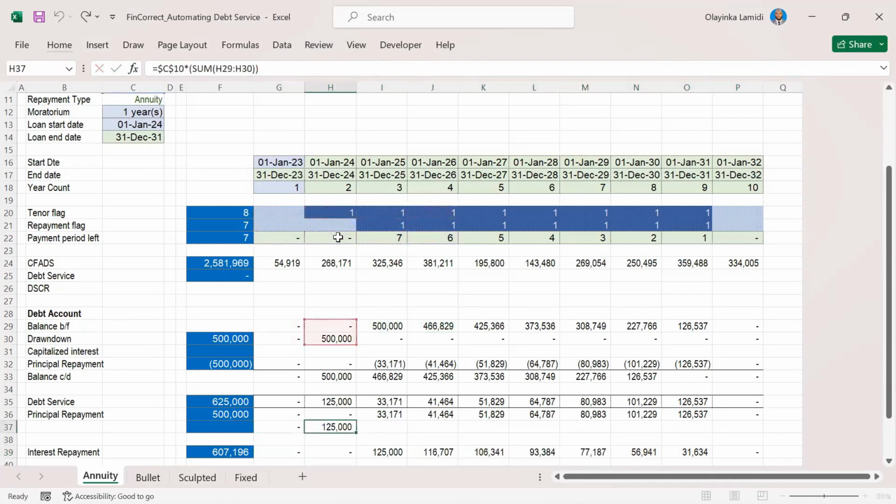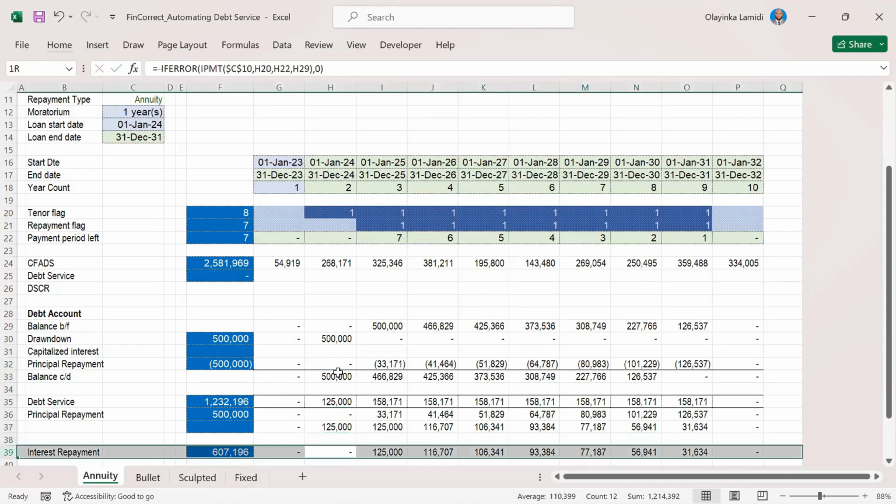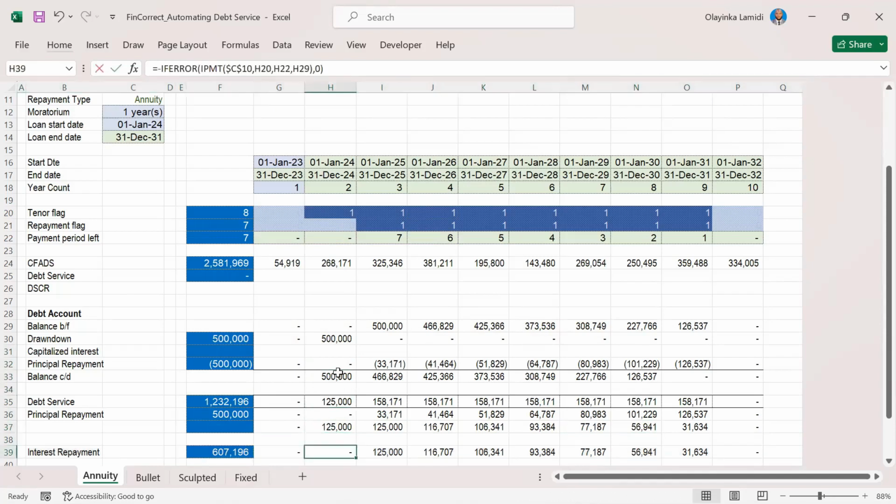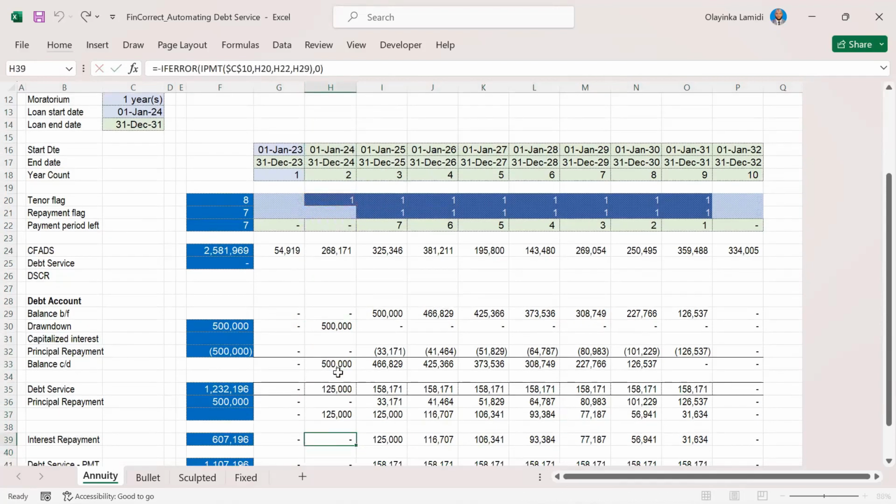So with this, we are good, and I can just fill right. Once I fill right, I have my interest repayment, and of course I have to come back here to discuss what we can do to moderate this and ensure that we recognize 125,000 naira as interest to be paid for this year. Now the next thing is to capitalize our interest. This is the interest payable, and I now want to capitalize interest.